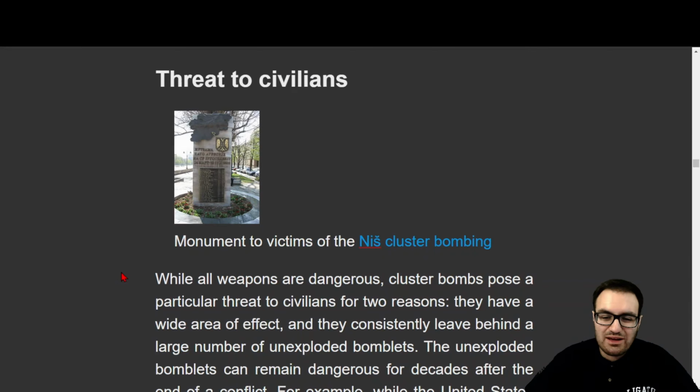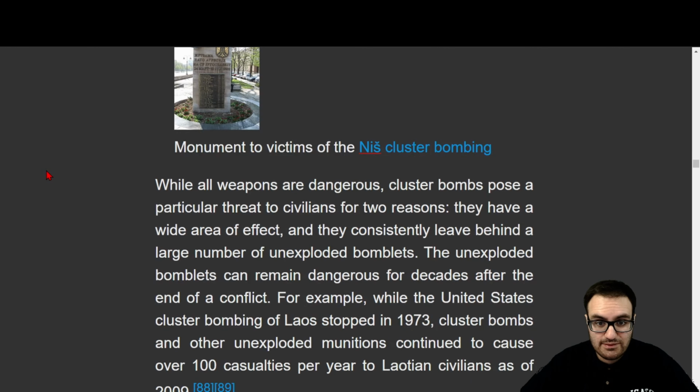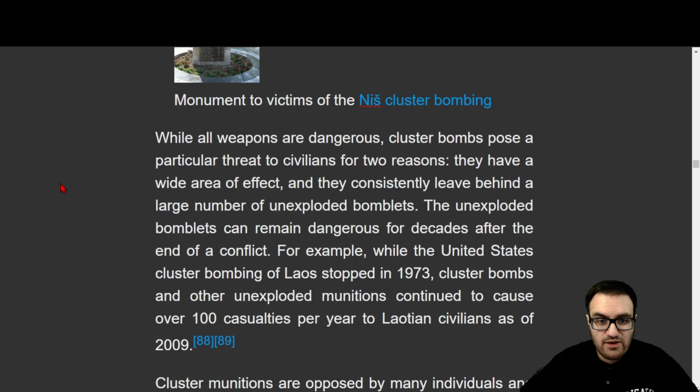See, you can't look at modern day wars because it's just all propaganda on Wikipedia at that point because they're trying to push forward a certain narrative. And so let's just look at what it says about the threat to civilians because hopefully they won't wipe that from the page just because Ukraine got some cluster munitions now. Cluster bombs. While all weapons are dangerous, cluster bombs pose a particular threat to civilians for two reasons. They have a wide area of effect, and they consistently leave behind a large number of unexploded bomblets.